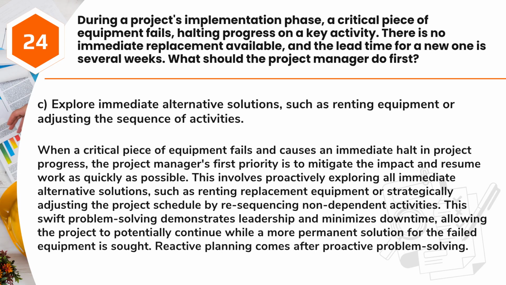Answer. C. Explore immediate alternative solutions, such as renting equipment or adjusting the sequence of activities. When a critical piece of equipment fails and causes an immediate halt in project progress, the project manager's first priority is to mitigate the impact and resume work as quickly as possible.